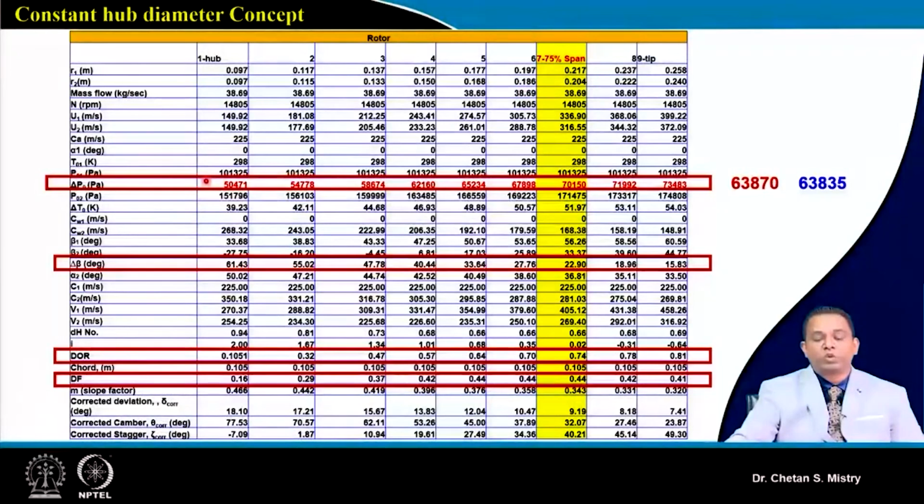Now at hub, mid and tip station, once we have these numbers, what we need to do is set this delta P0 throughout the span in such a way that my average total pressure is as per my expectation. Here we are expecting the pressure rise to be 1.63, with delta P0 of 63,835 Pascal, and that's what we are setting here.